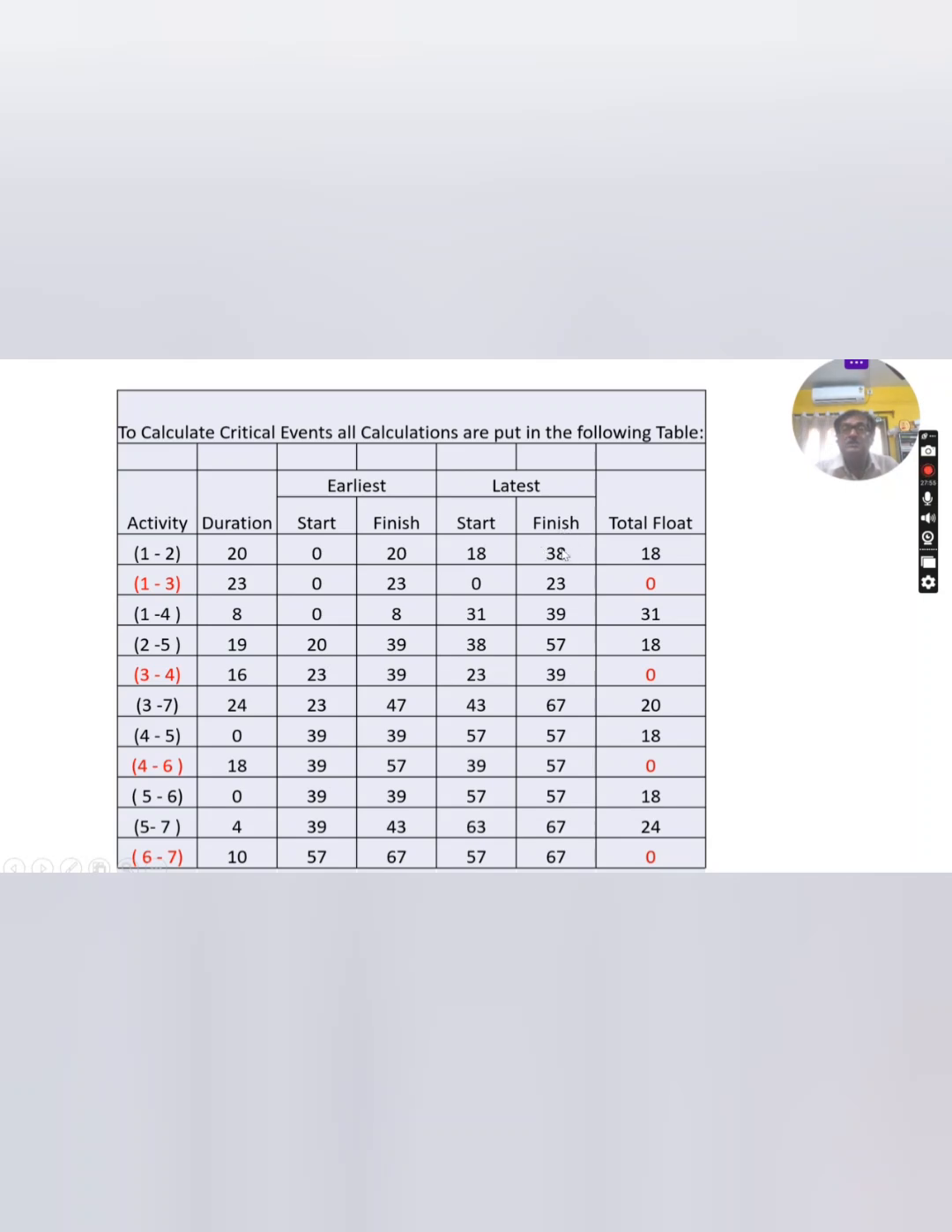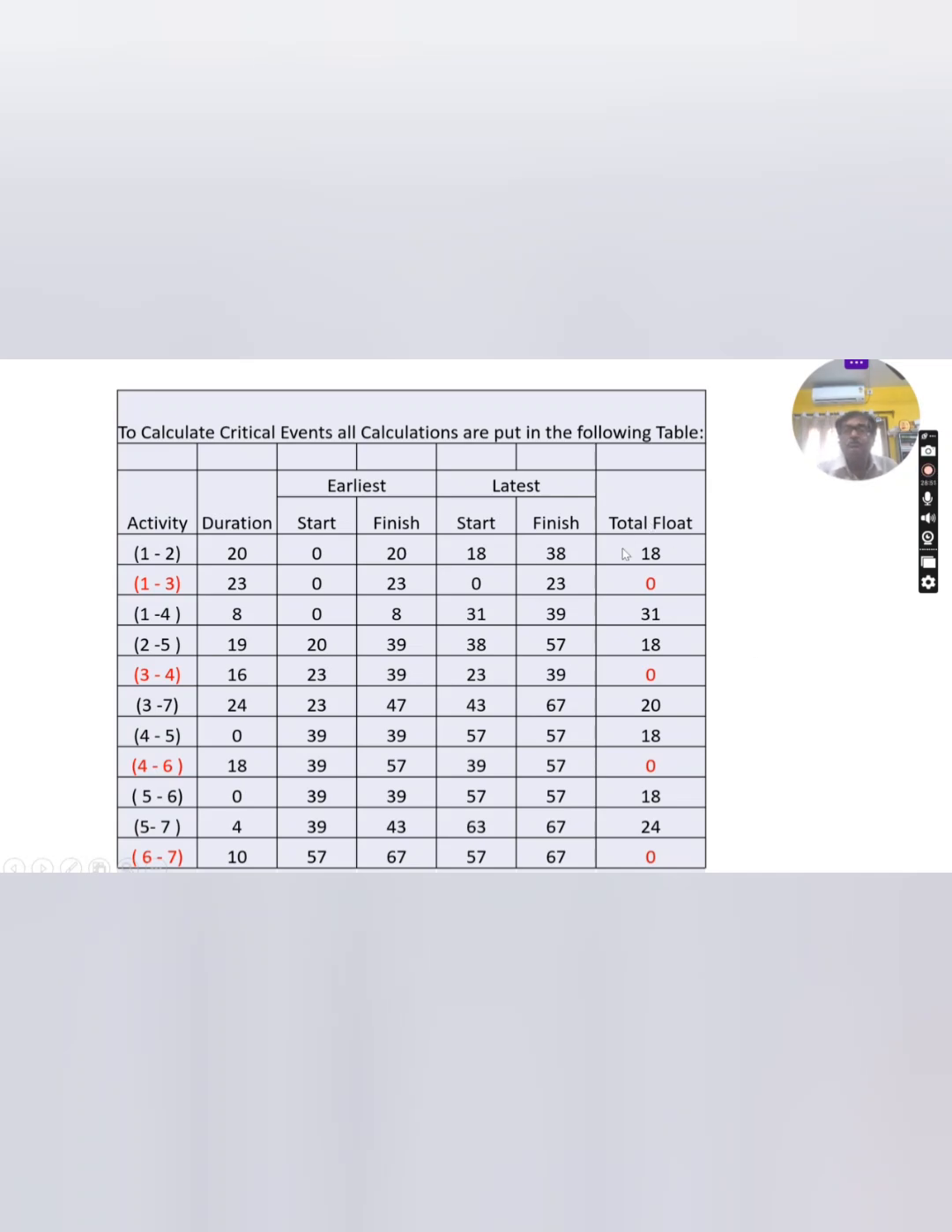And the latest finish time, you know this. The latest start time is the latest finish time minus the activity time, because that is the latest you can start. For example, 38 minus 20 gives the latest start time. Here the latest finish time is 23 and the activity time is 23, so it is 0. For this one, the latest finish time is 67 and the activity time is 24, so 67 minus 24 is 43. You can check for all the activities. In this way you complete all the values.